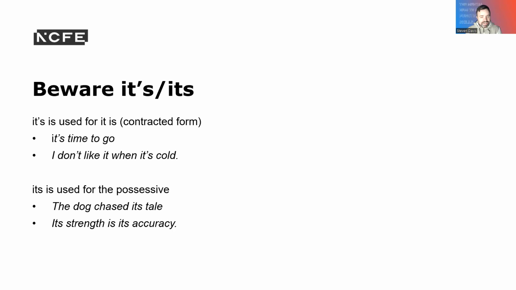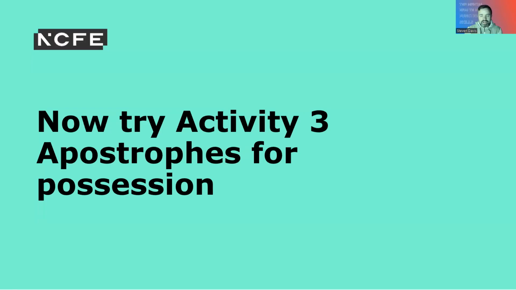Its is used for the possessive. So the dog chased its tail, and its strength is accuracy. Now try the activity worksheet 3, and then make sure you have a go at the answers afterwards, and we'll come back and do colons.